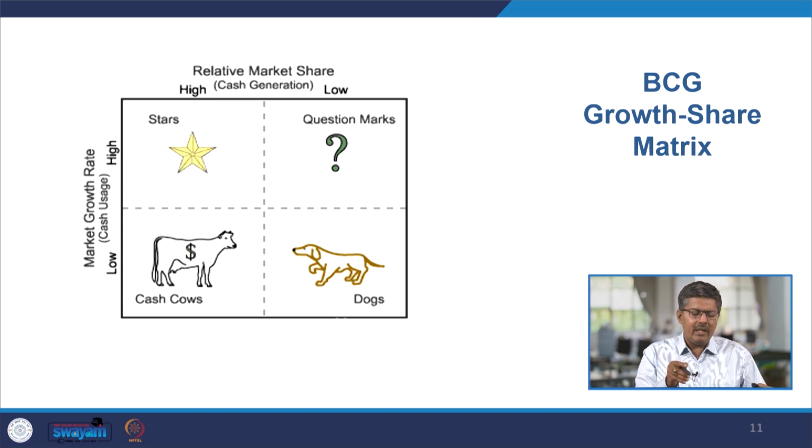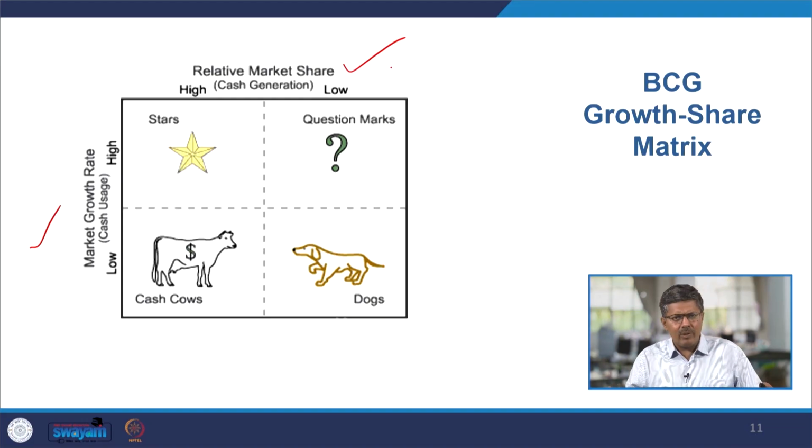Now, you can see the relative market share on this side and the market growth rate on this side, or you can say industry growth. For example, let us talk about one business, which is software. What is the growth rate of the software business? If you talk about, let us say, the pharmaceutical or drug manufacturing industry, what is the growth rate of that industry, or of a particular line of drugs, for example cancer drugs? Similarly, what is the relative market share of the company?